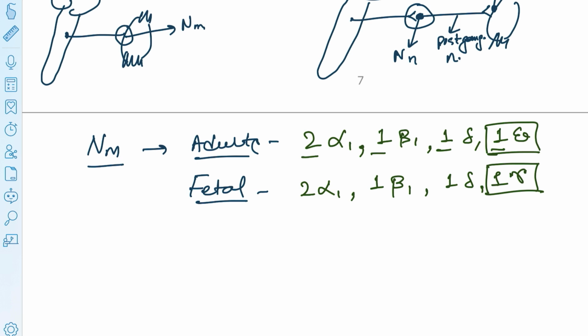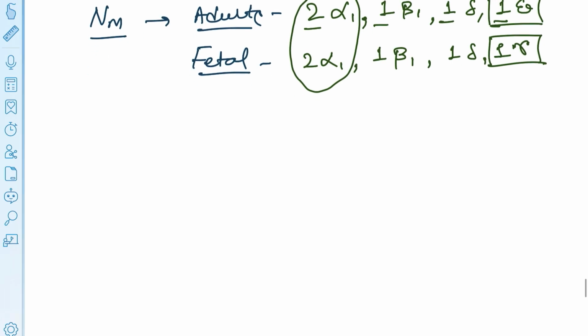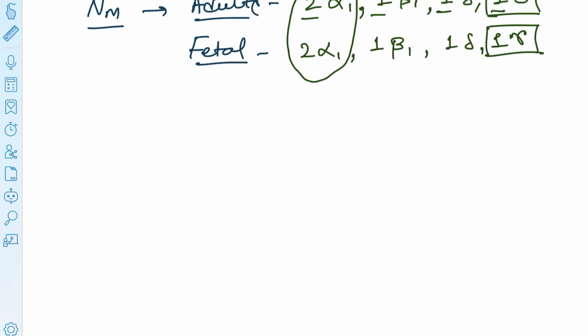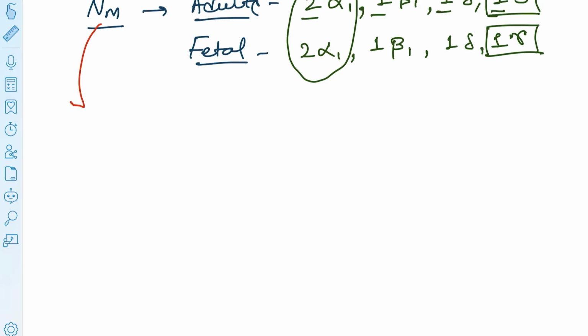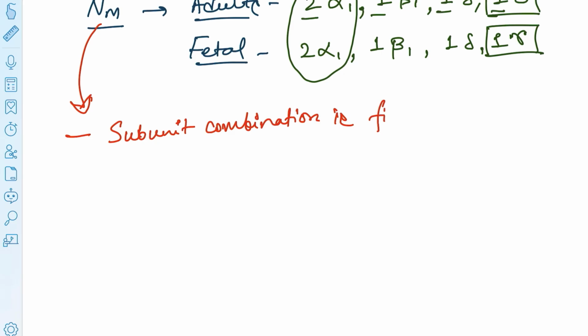Okay, just keep in mind that these two alpha subunits play a very important role in ligand binding. Let me tell you about this. This subunit combination is fixed, so it's not usually changed much in the case of this NM type of receptor. So in the NM type of receptor, the combination formed between these four types of subunits is basically fixed. These are not changed much.